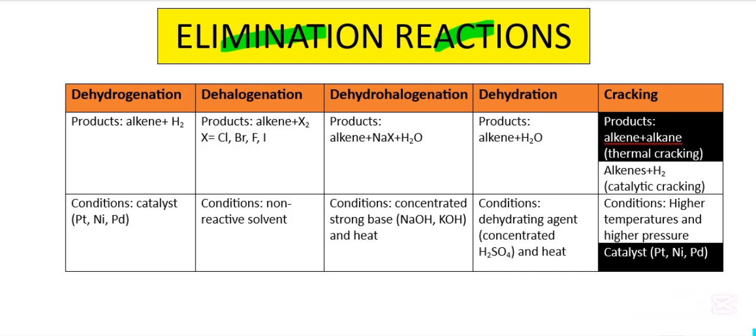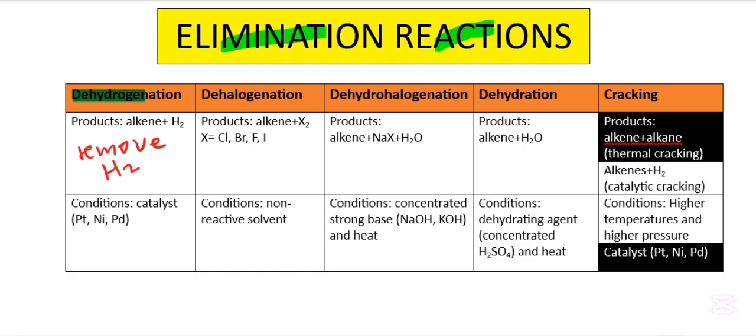So we have types of elimination. Remember I said you remove a molecule from organic molecule to form an alkene or unsaturated hydrocarbon. So we have different types of elimination. The first one is dehydrogenation, which means we remove hydrogen. Okay, so in this one we remove H2, so we are removing hydrogen there.